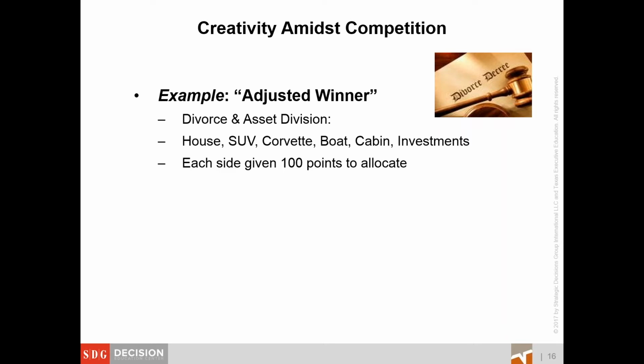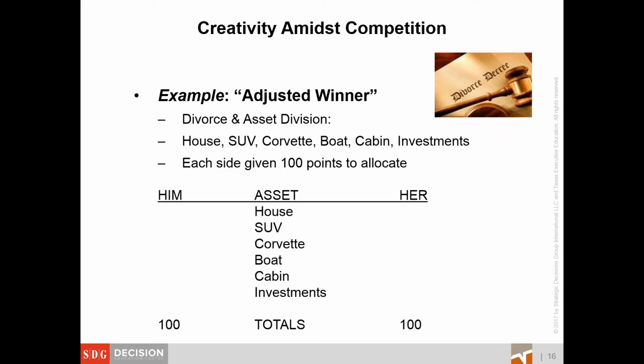So we've got 100 points to allocate. And what we do is we say, okay, husband, you go off one direction. Wife, you go off the other direction, soon to be exes. You've got these 6 items. I want you to allocate points across each of those 6 items.